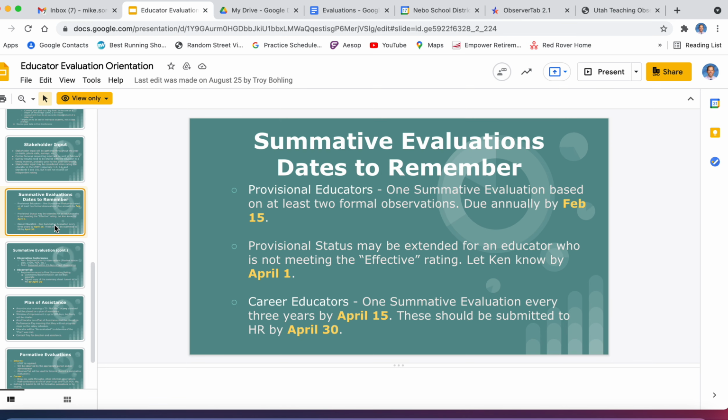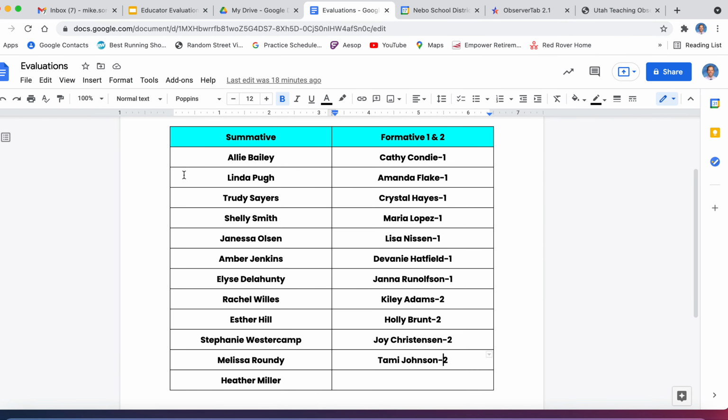So if you are a summative educator, let's look at this page now. This is the information I was given from the district. Summative people are on the left: Allie, Linda, Trudy, Shelley, Janessa, Amber, Elise, Rachel. Rachel shouldn't be on there. If you're an intern, you shouldn't be on there, so I'm sorry, I'll take that off. Formative: remember, you were on summative last year, so now you have 2 years on formative. If you're formative 2, then next year will be your summative, and I will send this out to you.